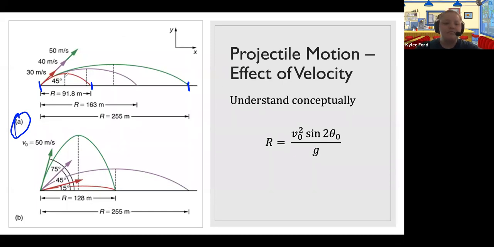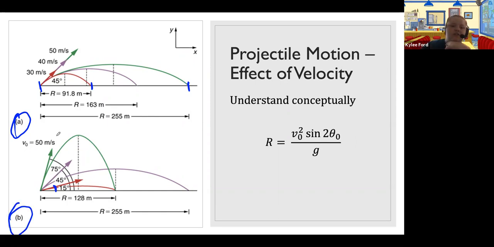Now this distance that it goes is also dependent on the trajectory or the angle at which it is hit or kicked or thrown. So in part B, that's what we're looking at.